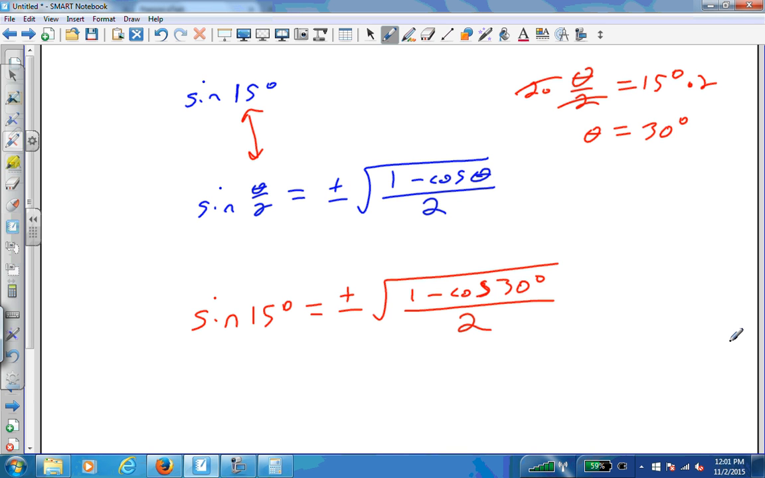First of all, at 15 degrees, the sine is going to be positive or negative? Positive. This is the first quadrant. 15 degrees is in the first quadrant. Everything's positive in the first quadrant, so we can drop the negative. Again, notice this angle is half that one. 15 is half of 30.